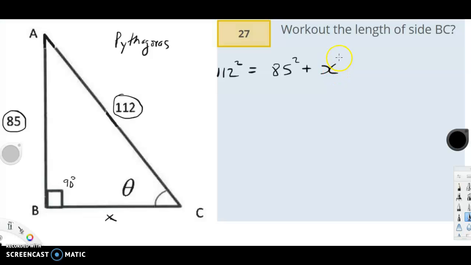So X squared. So that's what Pythagoras' theorem says. The sum of the squares of the short sides equals the square of the hypotenuse. If you take the length of the hypotenuse and you square it, it equals the sum of the squares of the other two sides. And all we have to do now is dig out X.